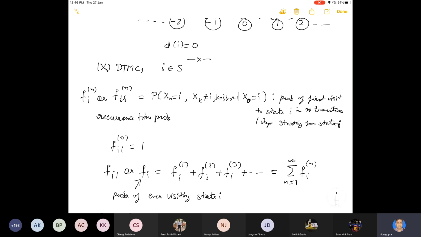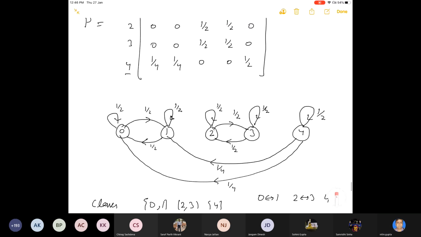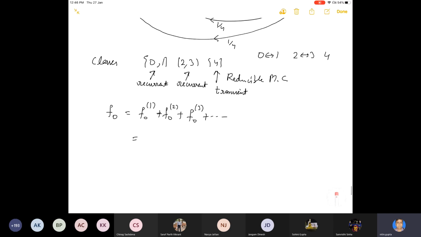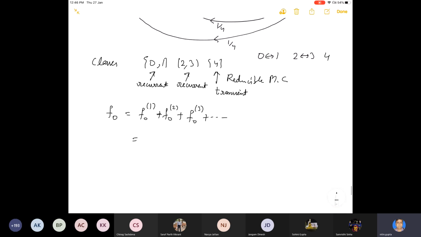In between, you cannot visit state 0. That is the meaning. Okay, that is f_ii^(n) basically. f_ii^(n) means return to state i for the first time in n transitions starting from state i. In between, you cannot visit. So it is saying that in one step, you have to return to state 0. In between, you cannot visit. So one step is half basically. From 0 to 0, you can visit in one step with probability half.